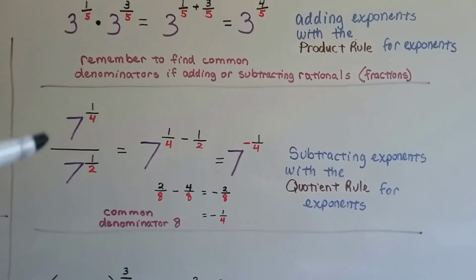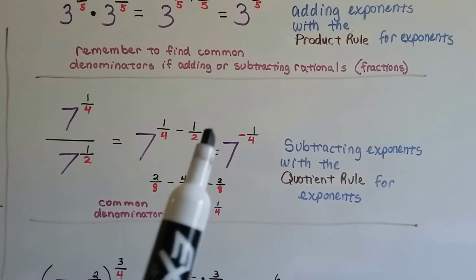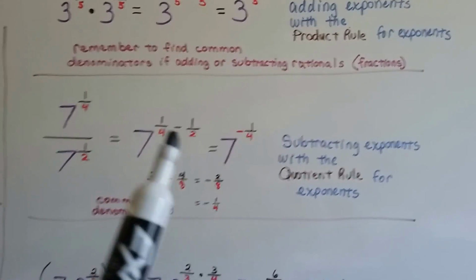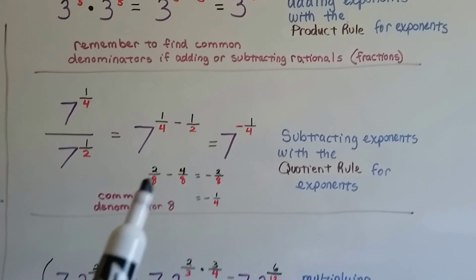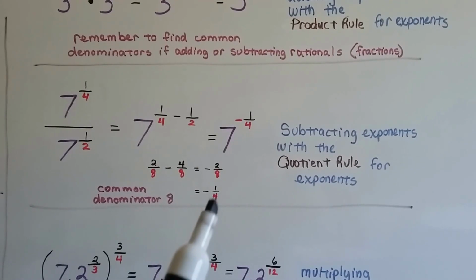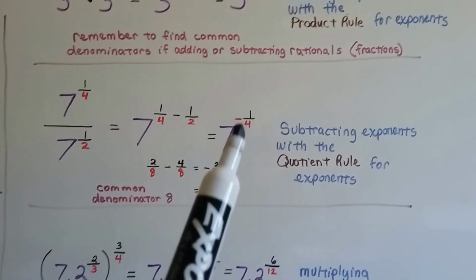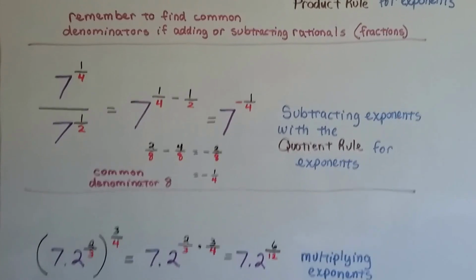So we've got 7 to the 1/4 power divided by 7 to the 1/2 power. We're going to subtract these, and because we're subtracting, we need to find a common denominator. We can use 8, and we get 2/8 minus 4/8. That's going to give us a negative 2/8, which simplifies to a negative 1/4 as our exponent. Okay? That's the quotient rule.